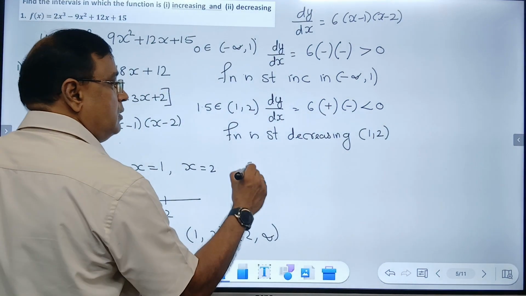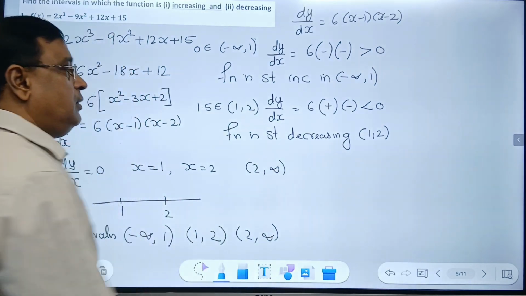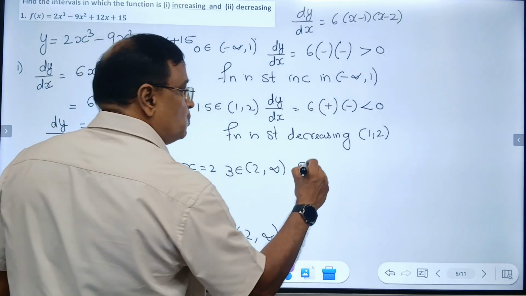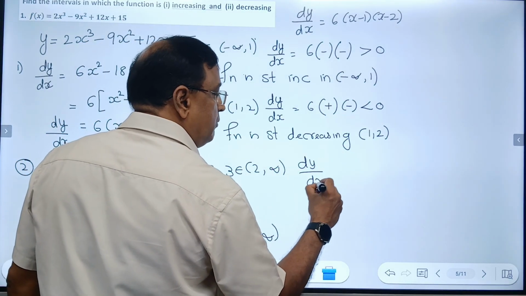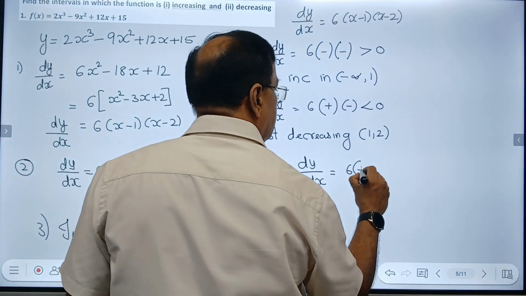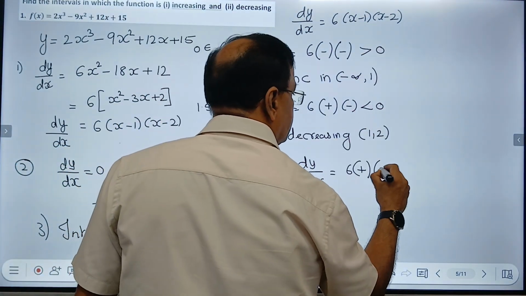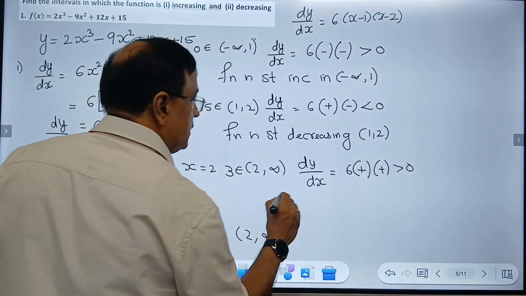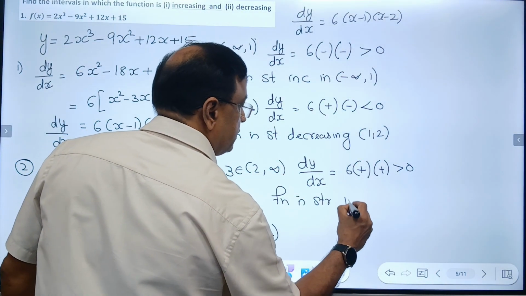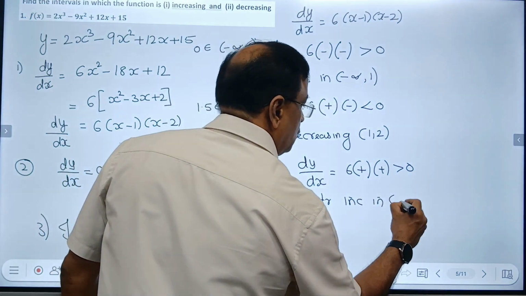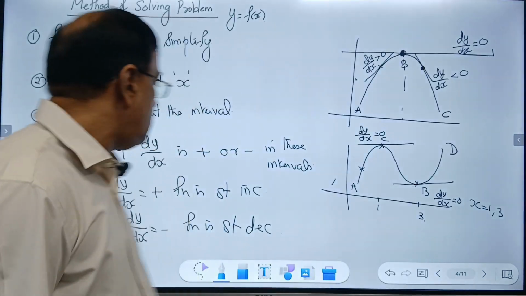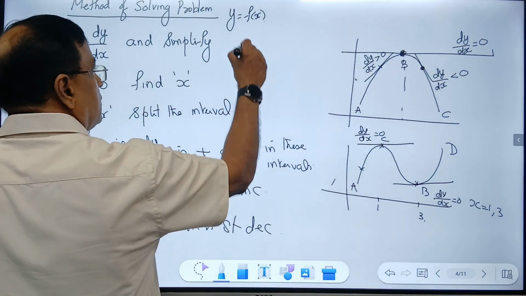Now the third interval. What's the third interval? 2 comma infinity. Choose a number here. I'll choose 3. What is dy by dx? Dy by dx will be 6 into, what is 3 minus 1? Positive. What is 3 minus 2? Positive. Therefore, I can say the function is strictly increasing in 2 comma infinity. That's it. Now, I forgot to write one more step. You can write the conclusion.